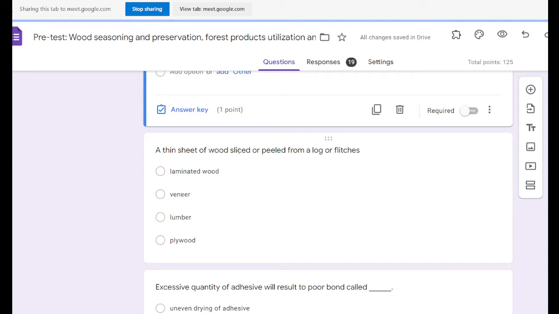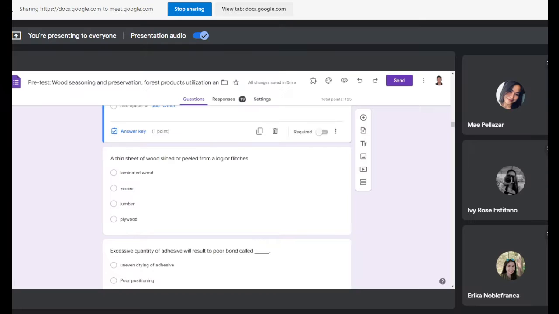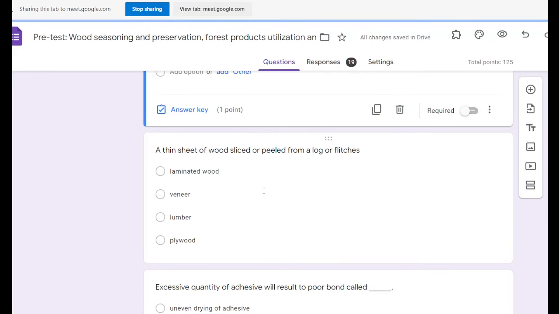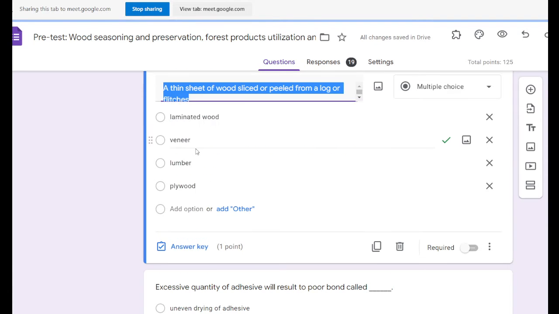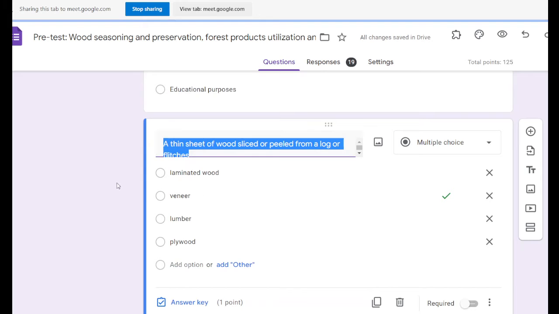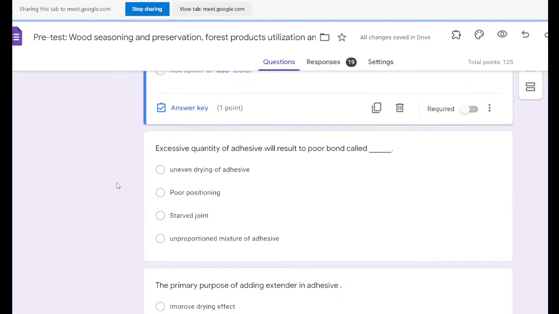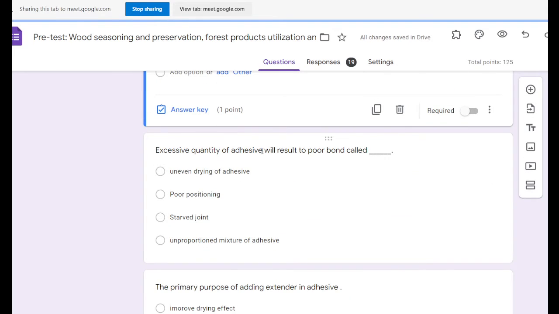So a thin sheet of wood sliced or peeled from a log or pitches. Okay, a thin sheet of wood sliced or peeled from a log or pitches. What's the answer for this one? Veneer, sir. Yeah, the correct answer is veneer. Another, excessive quantity of adhesive will result to poor bond called.